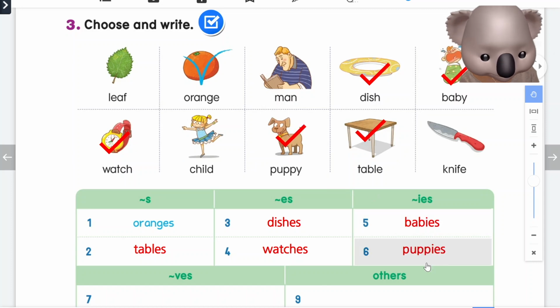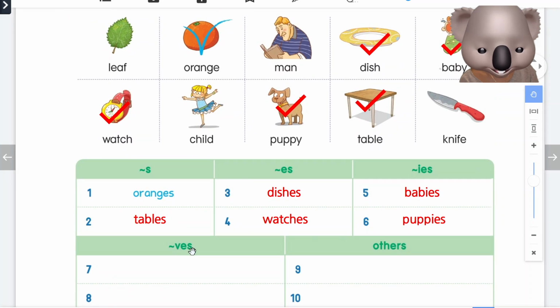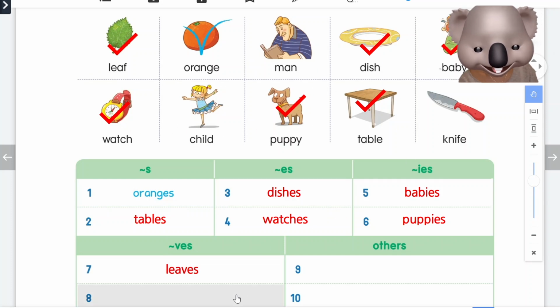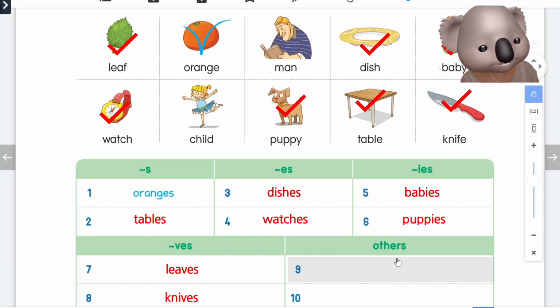Puppy, puppies. Great job. What about VES? VES는 F 또는 FE로 끝나는 단어들. Leaves. 그리고 knives. Great job. Now, 여기 보면 others가 있어. 등등. These will be for our irregular verbs.